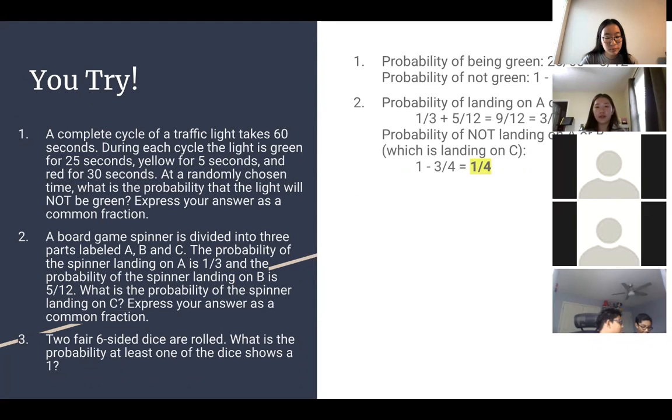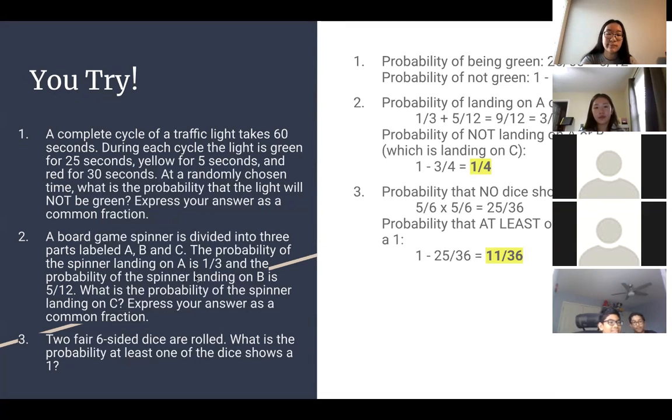And then number 2, if we want to find the probability of the spinner landing on C, then if we find the probability of it landing on A or B, we can subtract from the whole to get the probability for C. So for A and B, you just add those two that they give you, and you get 3/4, and then you subtract that from 1 to get 1/4.